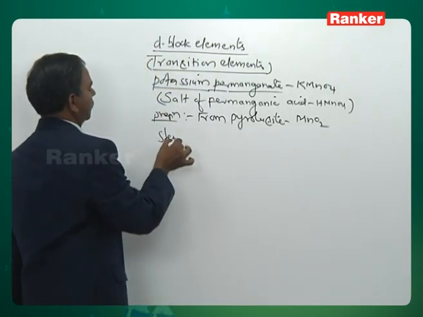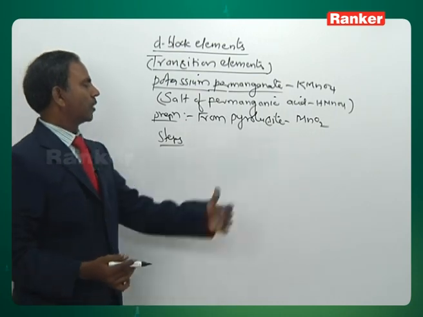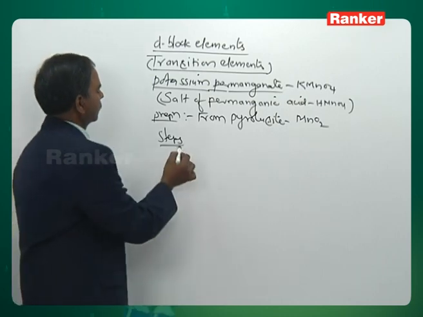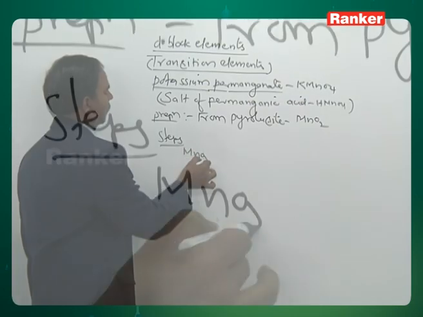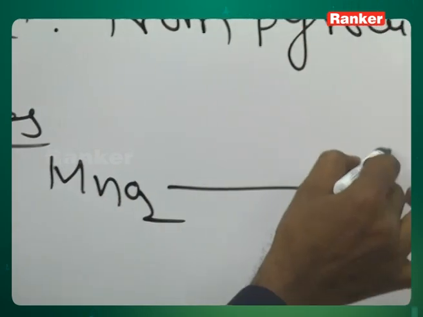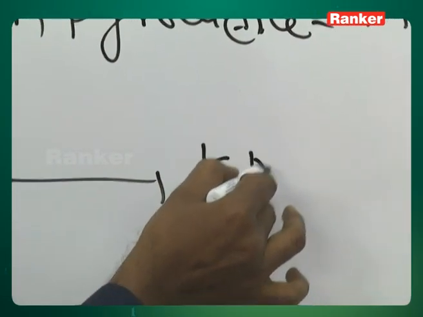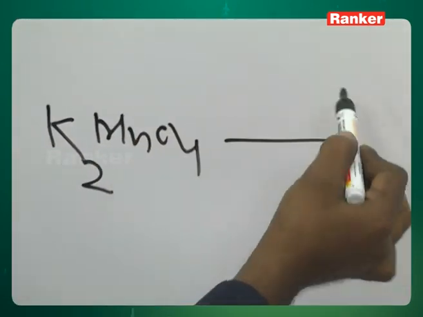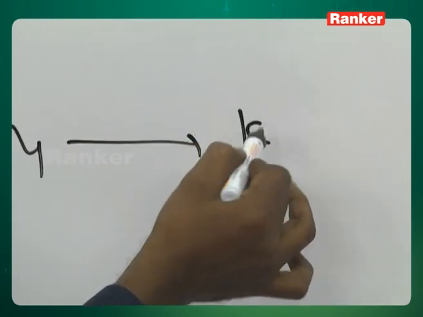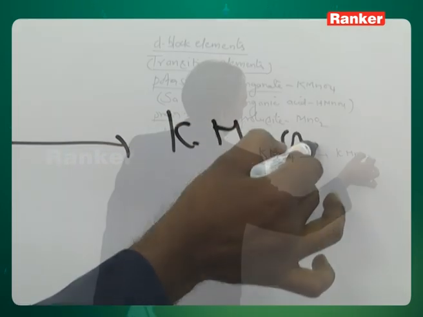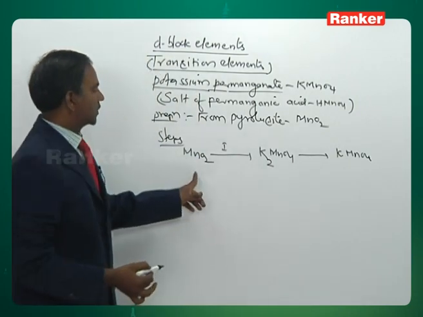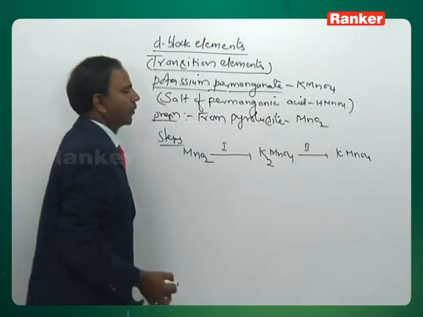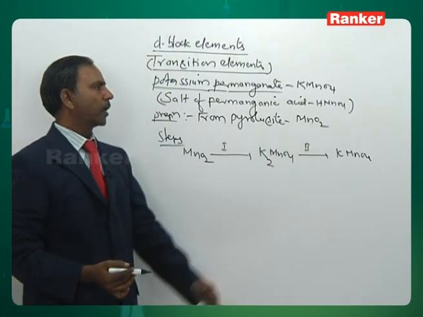Steps involved in the preparation of permanganate from pyrolusite. This pyrolusite, first we have to convert into potassium manganate, K2MnO4 in the first step. In the second step, it is converted into potassium permanganate, KMnO4. Pyrolusite in the first step is converted into potassium manganate, and in the second step into potassium permanganate.